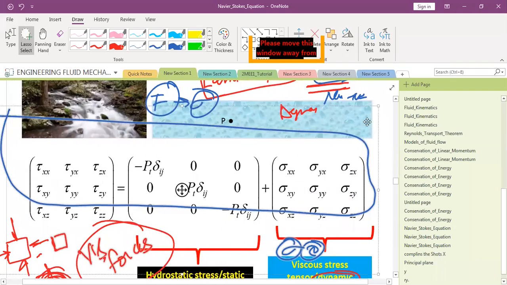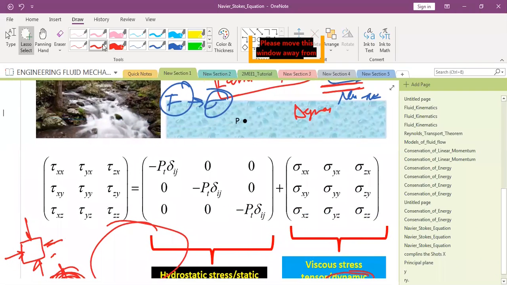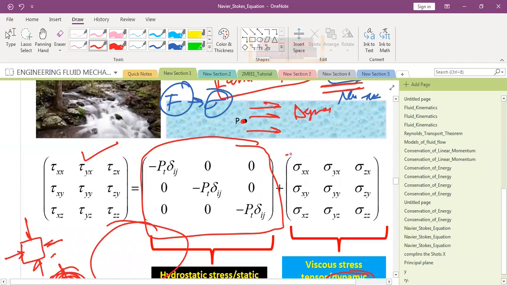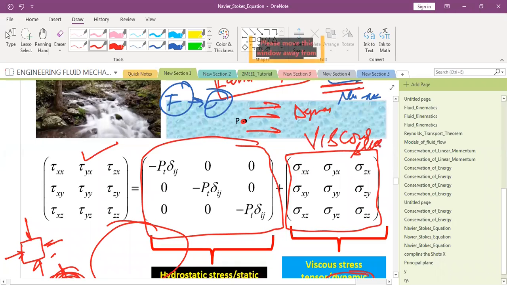So now please be careful. The total state of stress at point P in case of a moving fluid is the sum of hydrostatic state of stress plus stresses due to viscosity. These are called viscous stresses. Yes, clear? Any doubts to anyone?